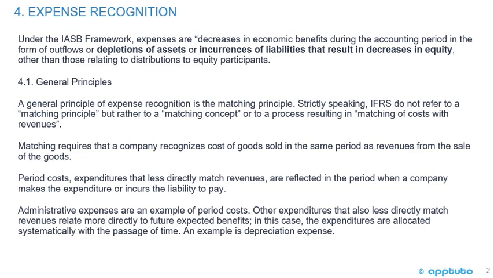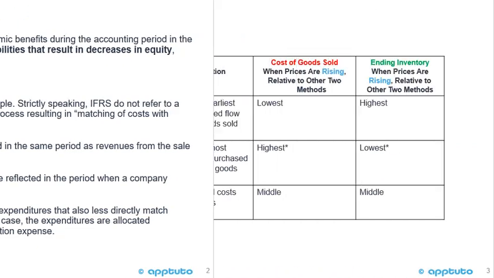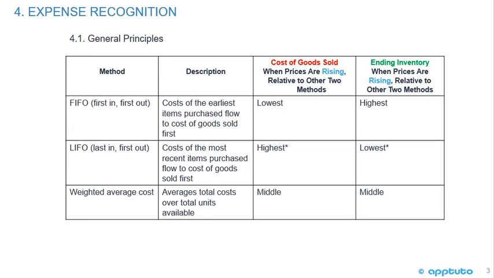Period costs, expenditures that less directly match revenues, are reflected in the period when a company makes the expenditure or incurs the liability to pay. Administrative expenses are an example of period costs. Other expenditures that also less directly match revenues relate more directly to future expected benefits. In this case, the expenditures are allocated systematically with the passage of time. An example is the depreciation expense.